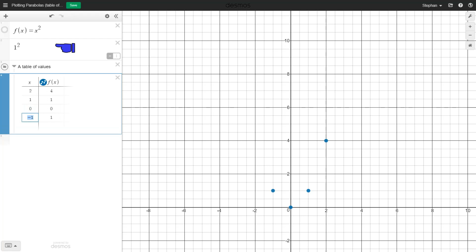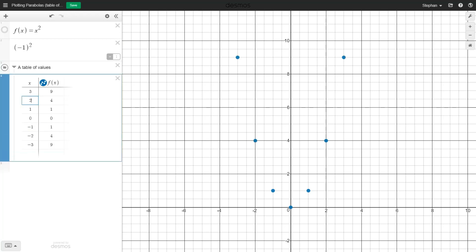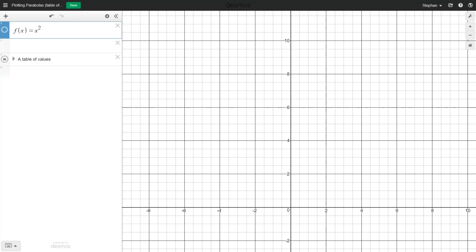Now just remember, when you're calculating negatives, it's important to put the negative in a bracket. So it's best to put all negatives in brackets to make calculations a bit easier. And you can see here I can just keep going. You can see that shape starting to form, and all of those points will lie on that line. So you can just connect all the dots with that nice smooth parabolic curve. And you can do the same thing with any parabola.